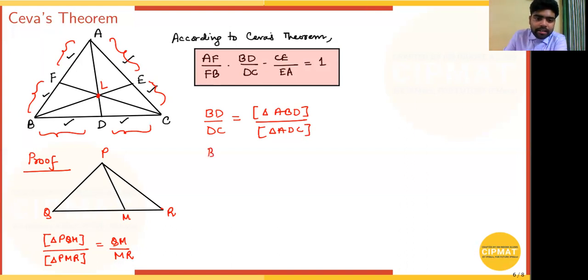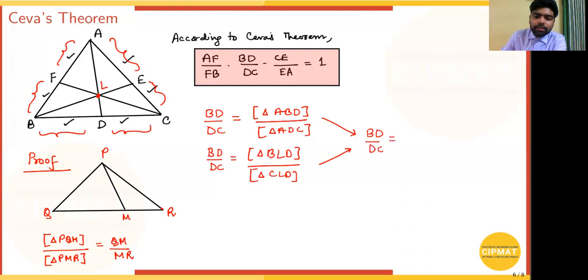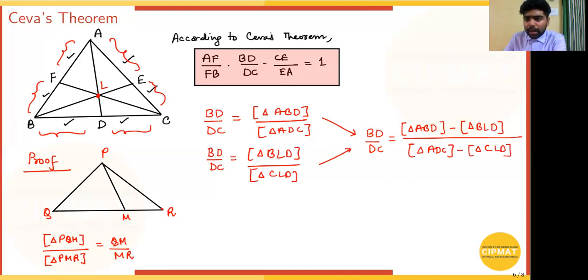Then can I say that BD upon DC is equal to the area of triangle BLD divided by the area of triangle CLD? Of course, I can say that. From these two things, can I write that BD upon DC is equal to the area of triangle ABD minus the area of triangle BLD divided by the area of triangle ADC minus the area of triangle CLD? How can I do that? This is by the rule of ratio and proportion.